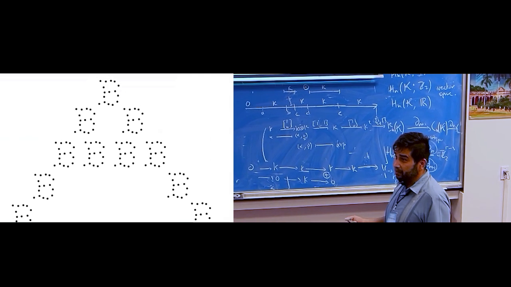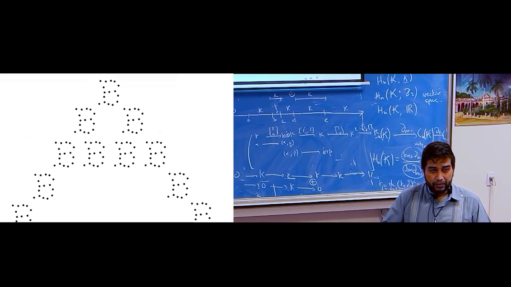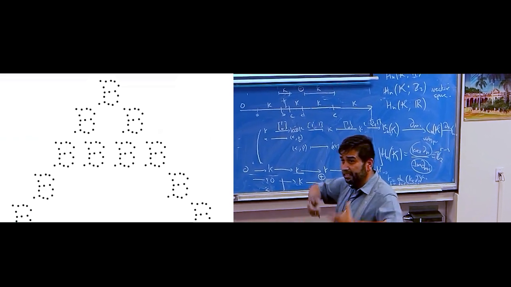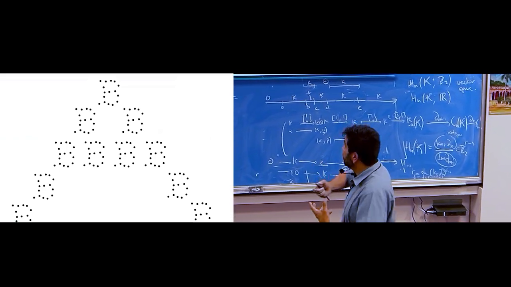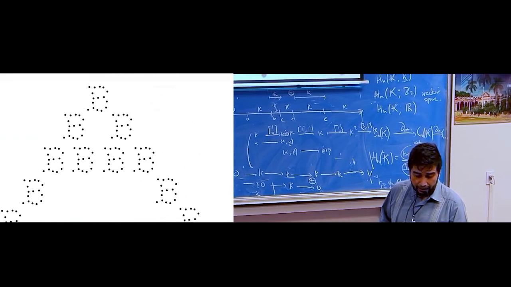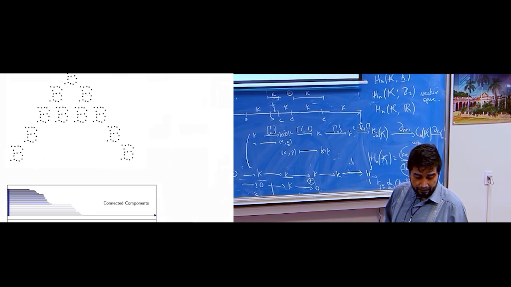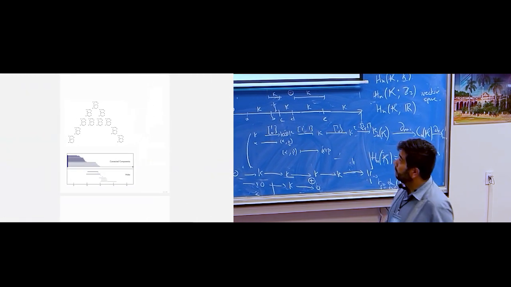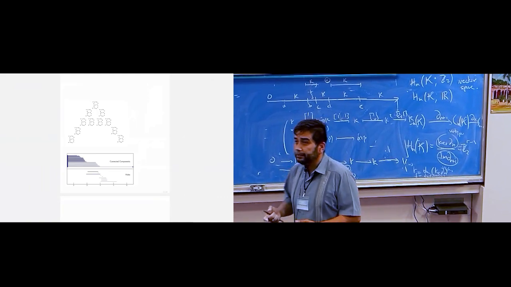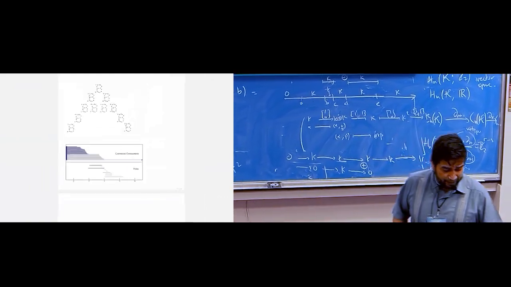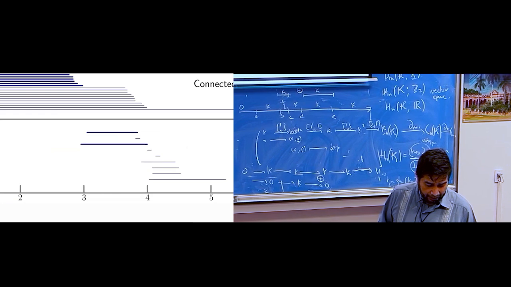So what is the shape? It depends on the scale that you look at the data. If you look very closely, it's just a bunch of points, right? If you move further away, it looks like several Bs. If you move even further away, it looks like an A. And that is computed in the persistent diagram.